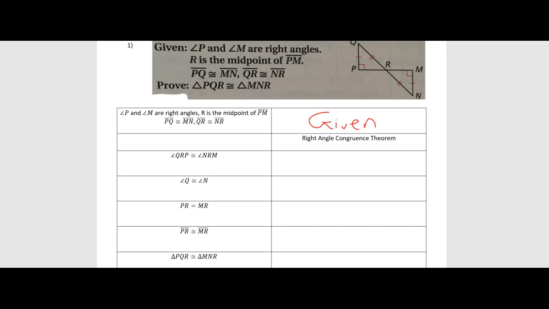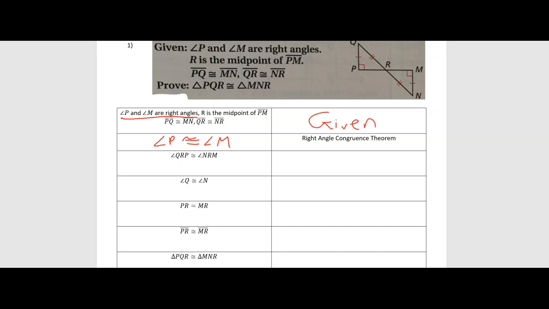So I can say, right, if I know that P and M are right angles, then I can say that angle P is congruent to angle M by the right angle congruence theorem. So that's a new one for you. Make sure you add that to your toolbox of reasons that can be used.